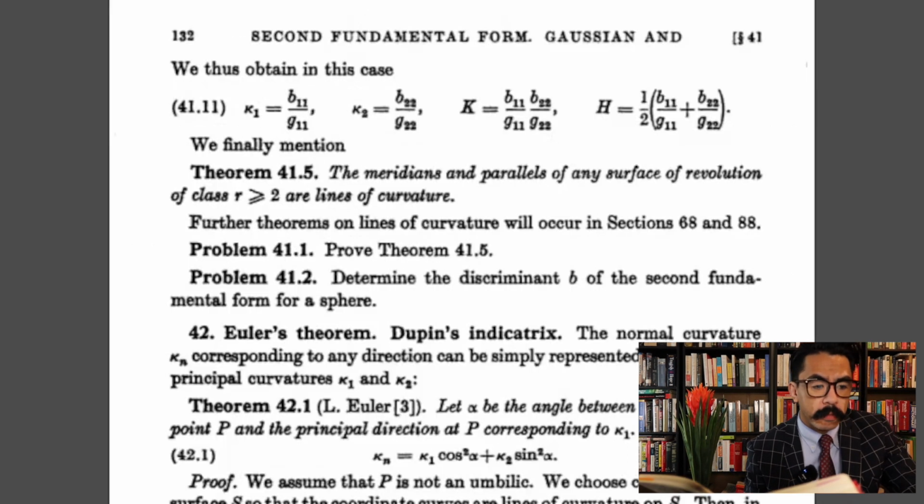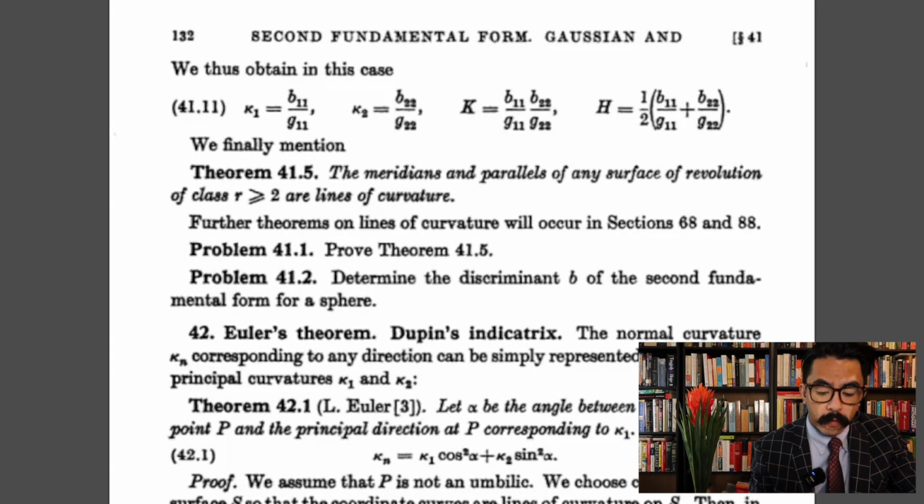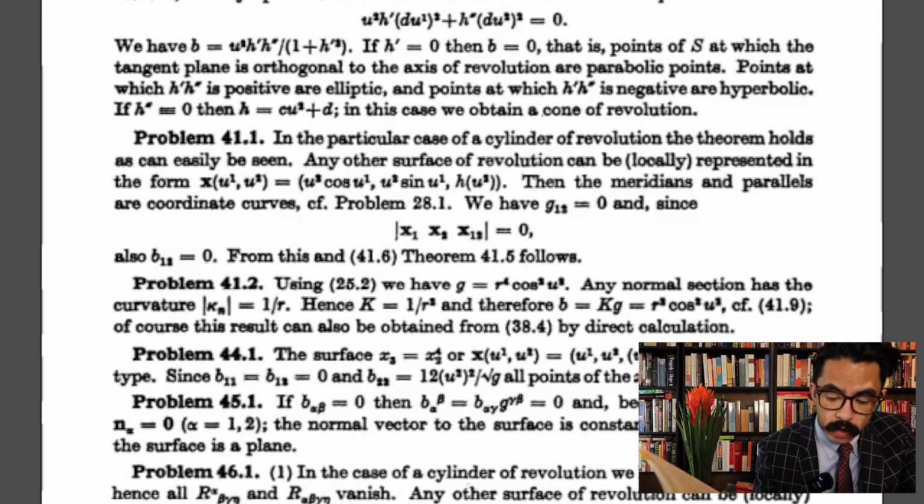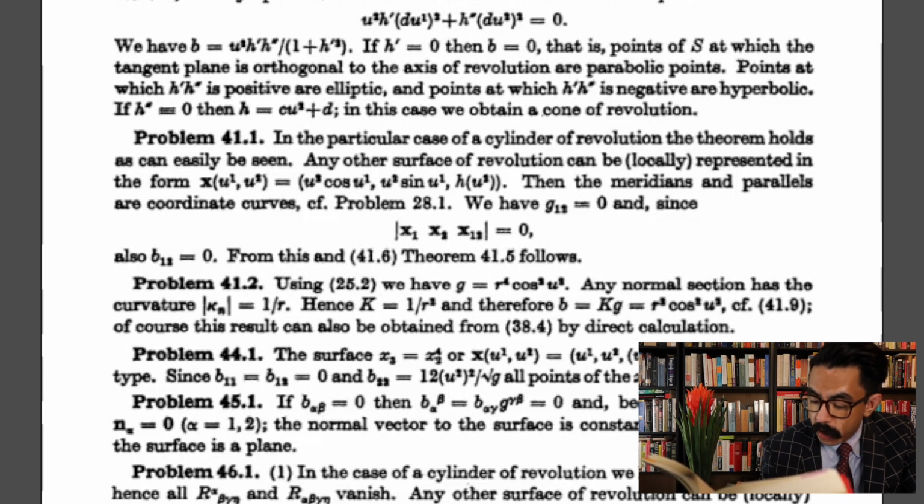Problem 41.2. Determine the discriminant b of the second fundamental form for a sphere. Using the parametric representation of a sphere in terms of u1 and u2, we have that g equals r to the fourth times cosine squared of u2. Any normal section has the curvature given by the magnitude of kappa sub n equal to 1 over r. Hence, capital K equals 1 over r squared, and therefore b equals capital K times g, which equals r squared times cosine squared of u2. Refer back to the equation for Gaussian or total curvature capital K. Of course, this result can also be obtained from the relation b sub alpha beta equals the scalar product between negative x sub alpha and n sub beta by direct calculation.